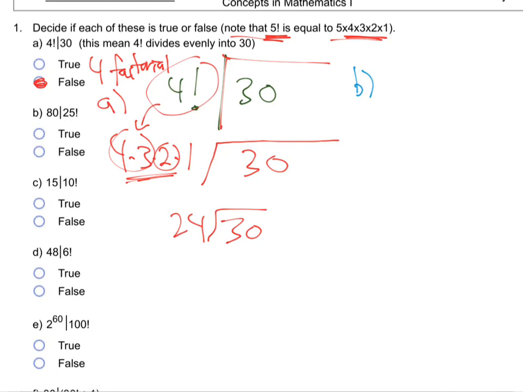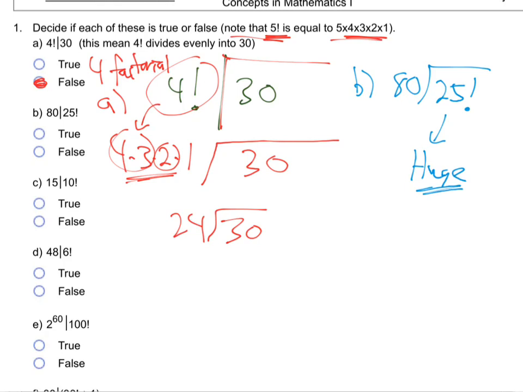I'll do B over here. Does 80 go into 25 factorial? Yeah, you have your calculators? Want to try it? Can you do 20? You guys, can you do 25? There's usually a factorial button on your calculator. I don't know if you can find it. You don't have to find it, but if you can find it, it would be convenient. Hit 25 factorial.